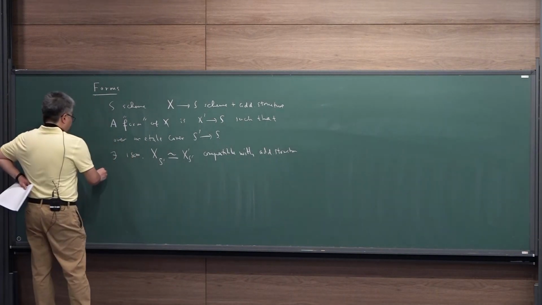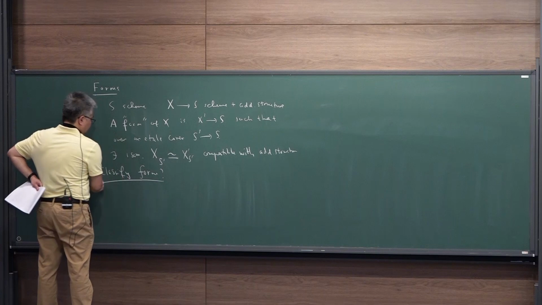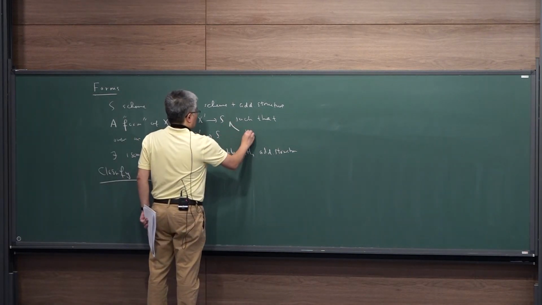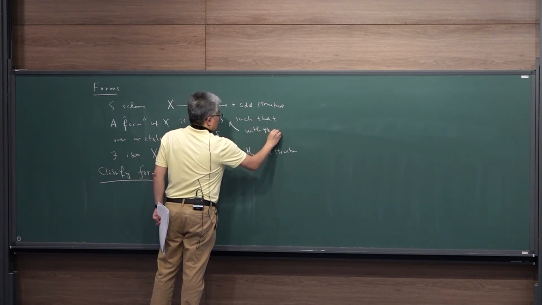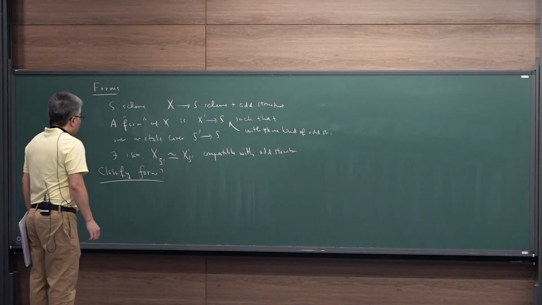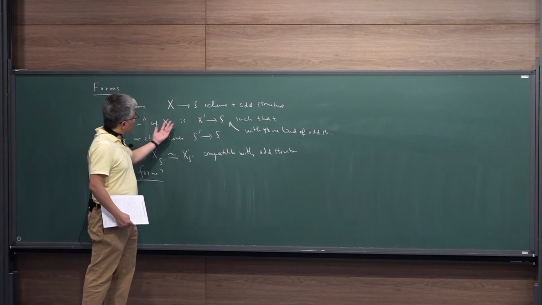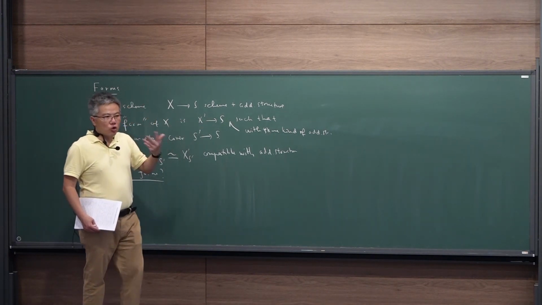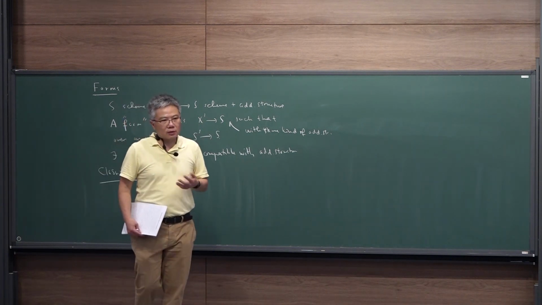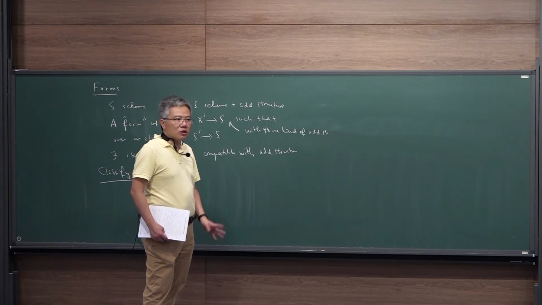So the question is how to classify forms. That is, classify spaces or moduli, equipped with additional structures, so that locally each is isomorphic to a given one. This is very natural in any kind of geometry. And the point is this is very much the same as classifying spaces in some kind of bundle, under some assumptions.